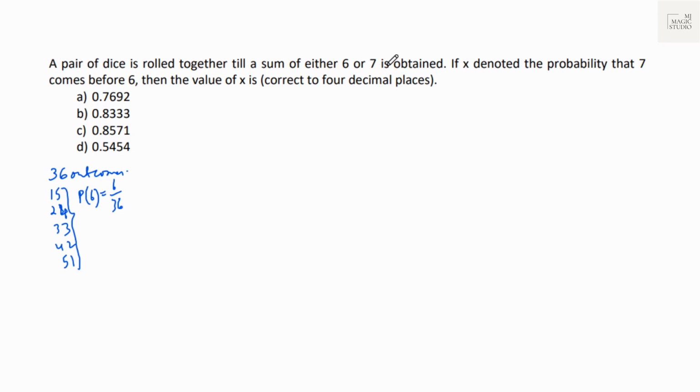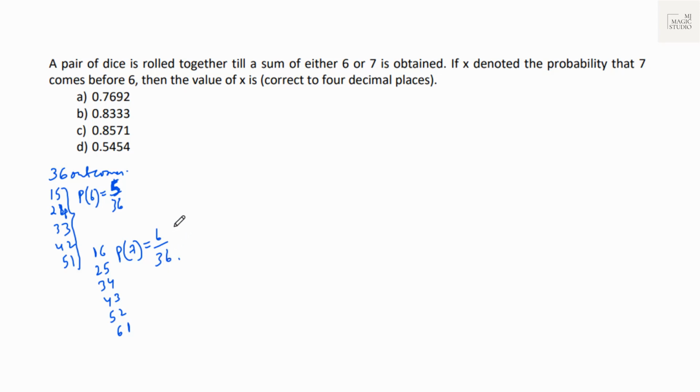Or 7. For 7, we would have 5 cases. 1,6; 2,5; 3,4; 4,3; 5,2; 6,1. Oops, 6 cases: 1, 2, 3, 4, 5, 6. For 6, we have 1, 2, 3, 4, 5. I made a mistake here. It is 5 by 36. And the probability of getting a total of 7 is 6 cases.